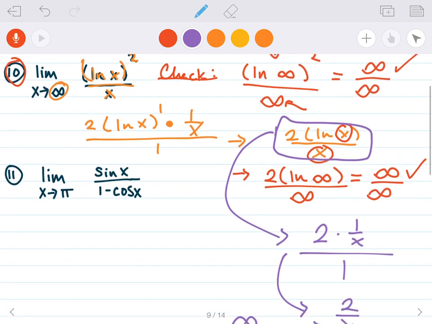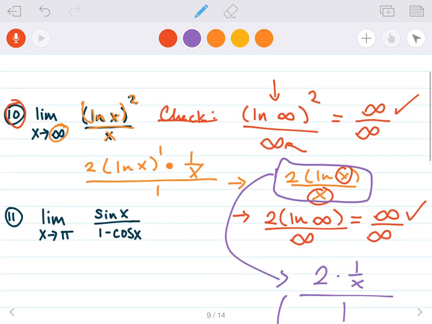All right, let's go ahead and do number 11. Let me make some room here and erase this stuff.